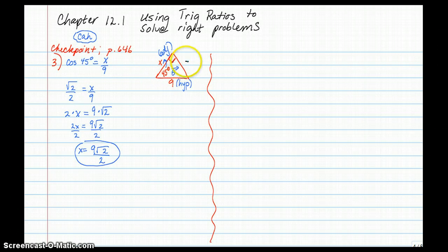Theta was straight across. That means that was opposite. Well, there's nothing there, so opposite isn't what we needed. We needed adjacent. So this is again a cosine problem. Adjacent over hypotenuse, cosine equals adjacent over hypotenuse. That's what you're going to use.